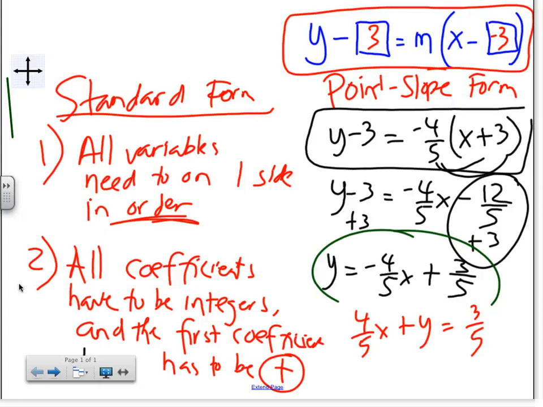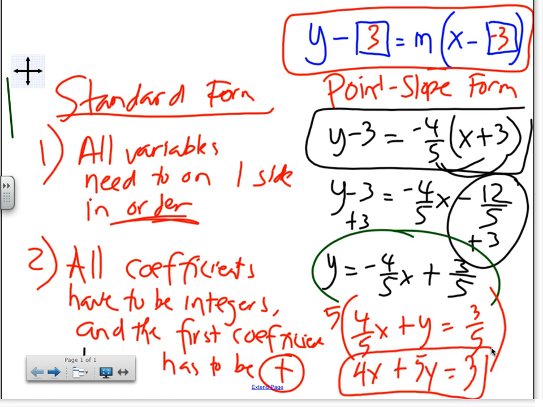Okay, then I look at the second rule. It says all coefficients have to be integers. And the first has to be positive. Well, the first is already positive. But is that an integer? No. So how do we convert? How do we clear fractions, basically? Common denominator. Which is? 5. So we multiply everything by 5. What's the first term going to be? 4x plus 5y equals 3.